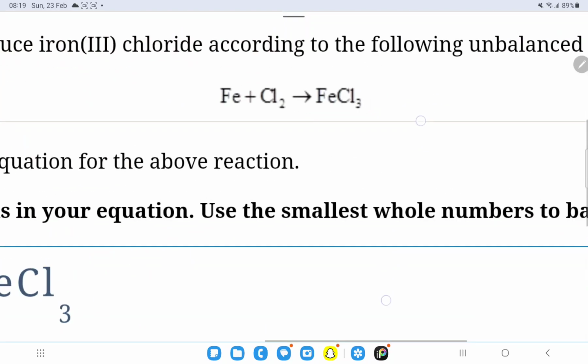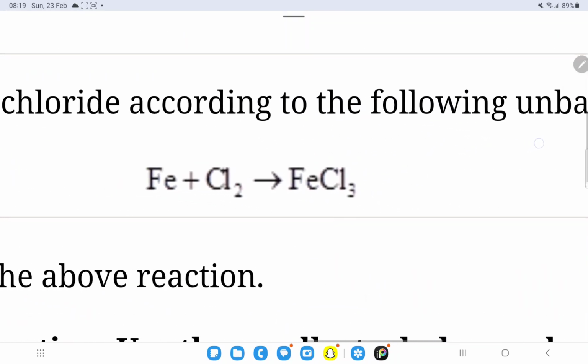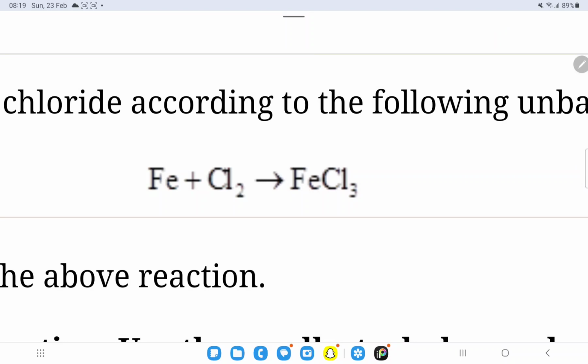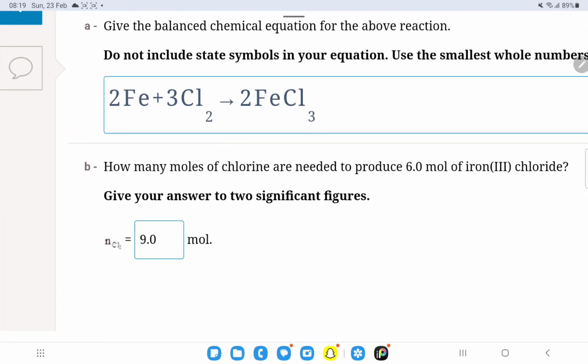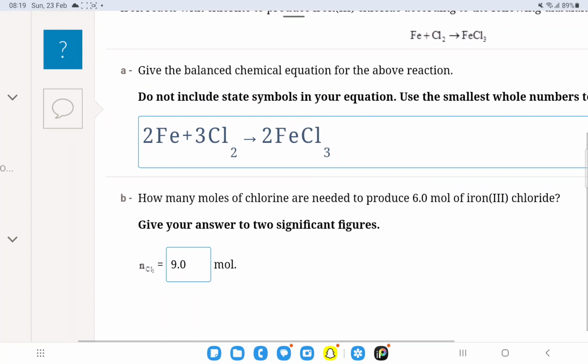Again, here they want us to balance. They gave us the equation. So we do between 3 and 2, it's always 6. Don't forget it. 2 and 3, it's 6. To make this 6, we put 3 here and 2 here. Now Cl is balanced. 2 Fe, 1 Fe, it's not balanced, so we put a coefficient here. That's it. And then for part B, how many moles of chlorine are needed to produce 6 moles of iron 3 chloride?